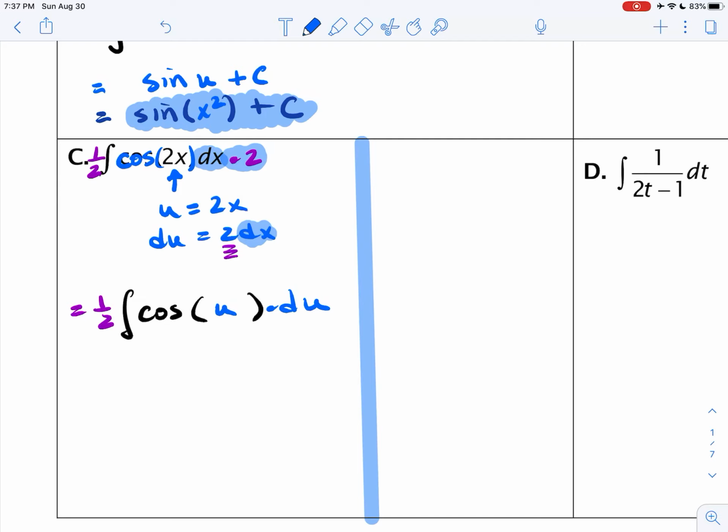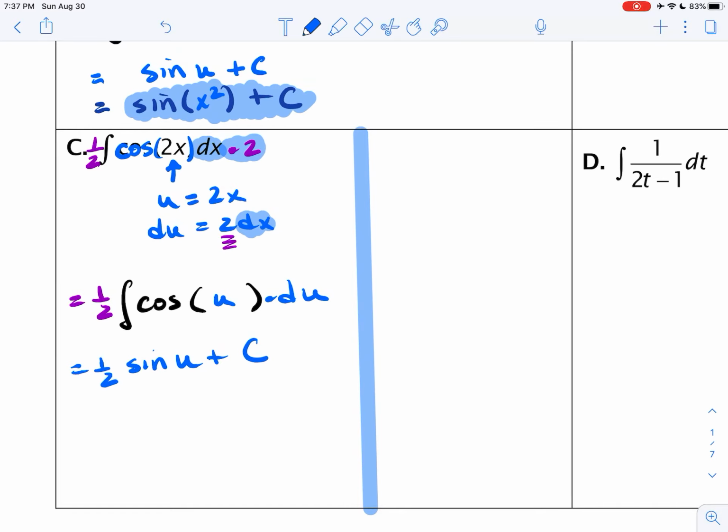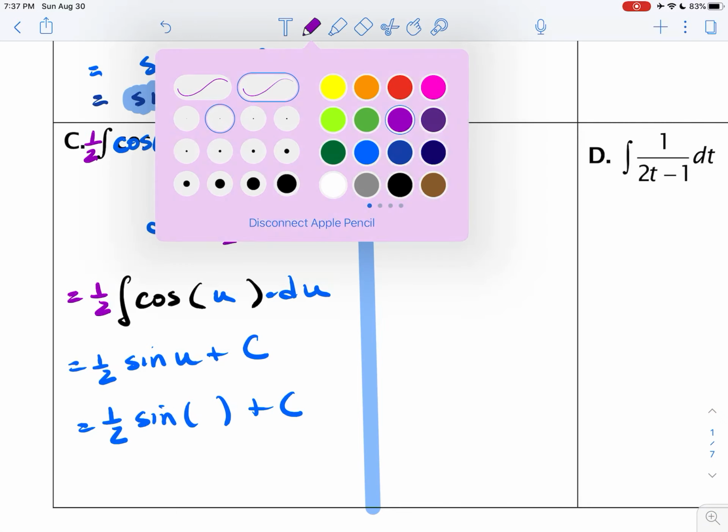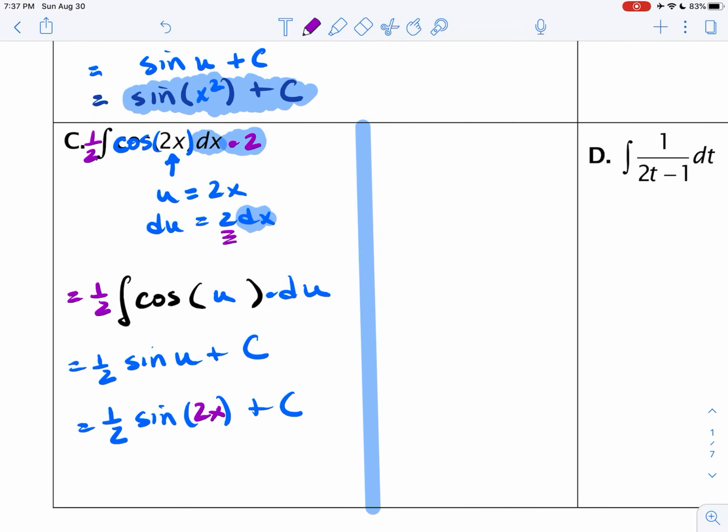So now I have 1/2 times cosine u du. What's the integral of cosine u? What function has derivative equal to cosine u? Sine has that. So this is going to equal 1/2 sine u plus c. Because I started with a function in x, I want to end with a function in x. So I want to back substitute for my value of u. And my value of u here is 2x. And then don't forget the plus c.